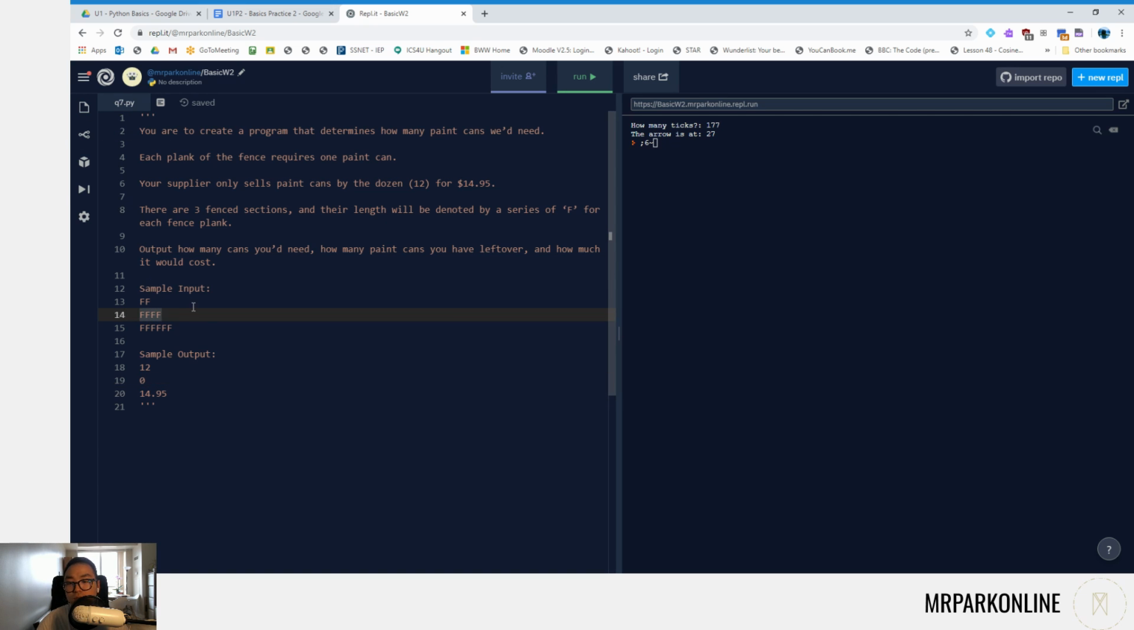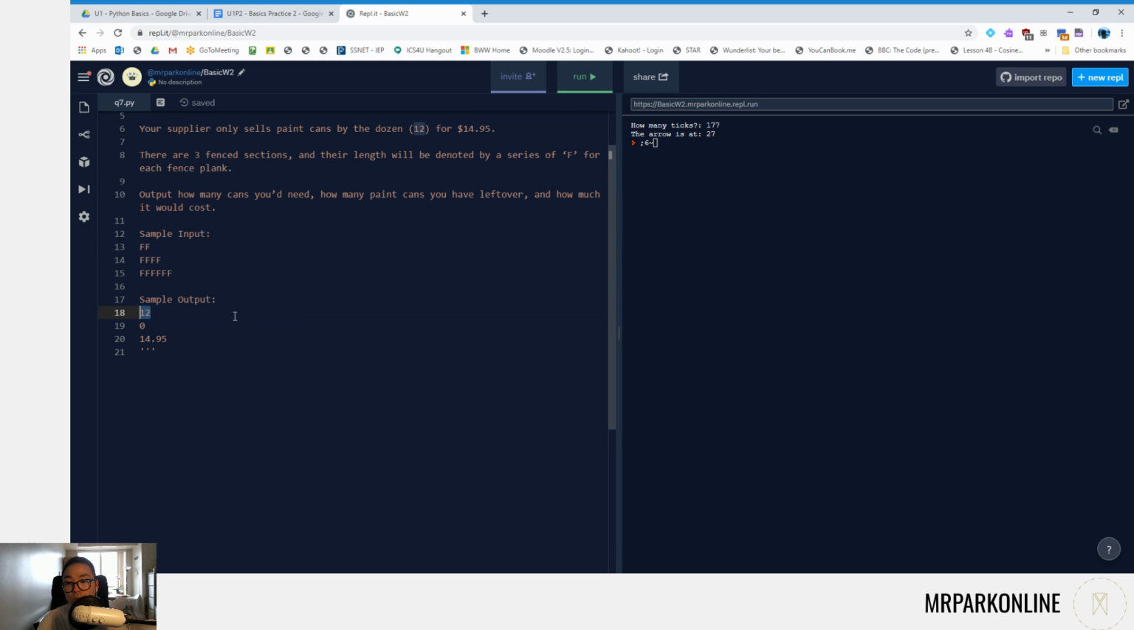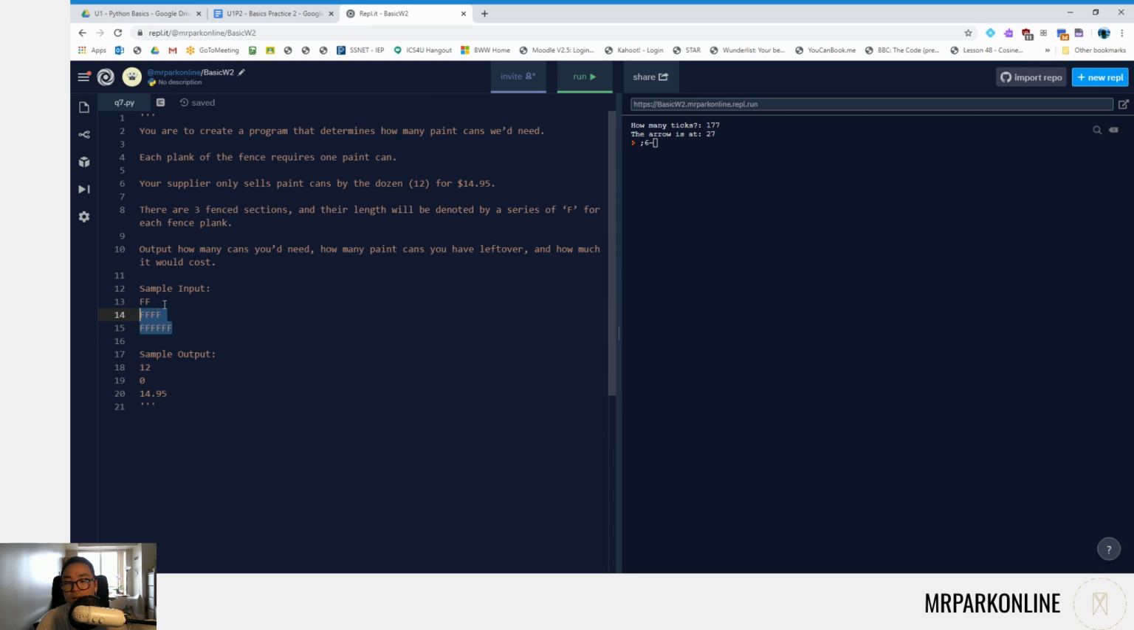So I have a sample input here. One side has 2 planks, the other has 4, the other has 6, so altogether that's 12. We only need to buy 1 dozen, so we need 12 cans, and we have 0 leftover cans, and that's going to cost us $14.95. Without knowing any of the inputs, and it can be any series of Fs, we're going to create a program that will help us calculate what we need.